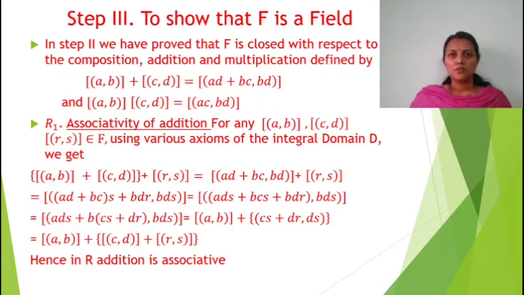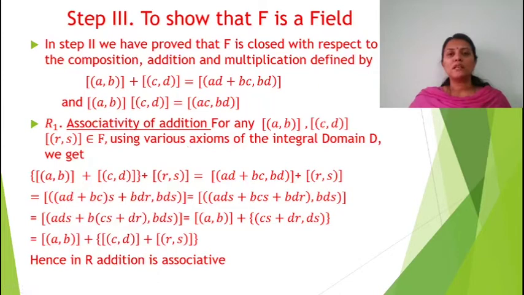For that, first we have to show that F is a ring. Then we have to show that it's a commutative ring with unity, and every non-zero element has a multiplicative inverse. So we have already proved that F is closed with respect to the compositions, addition and multiplication, defined by [a, b] plus [c, d] is equal to [ad plus bc, bd], and [a, b] times [c, d] is equal to [ac, bd]. Now we have to show that the addition is associative.